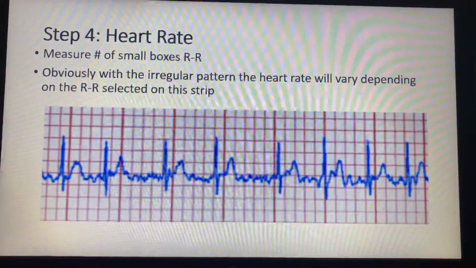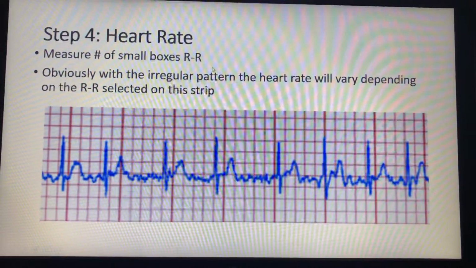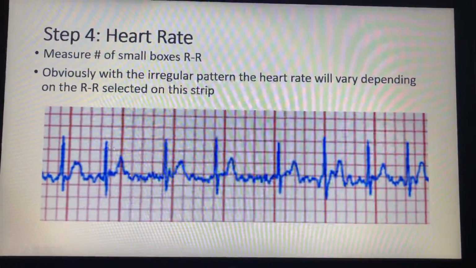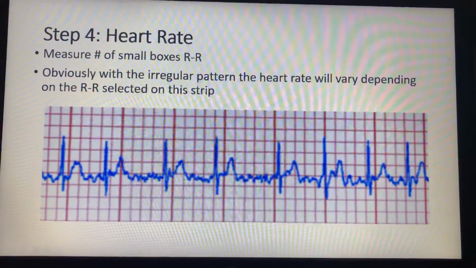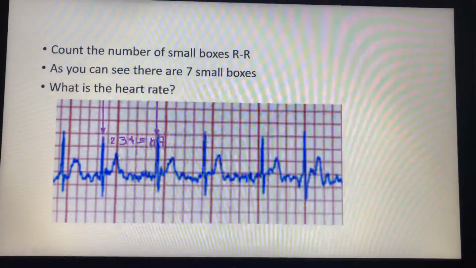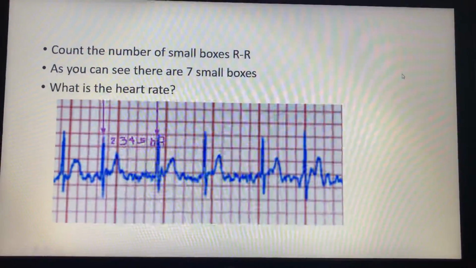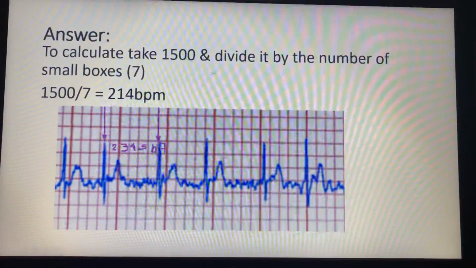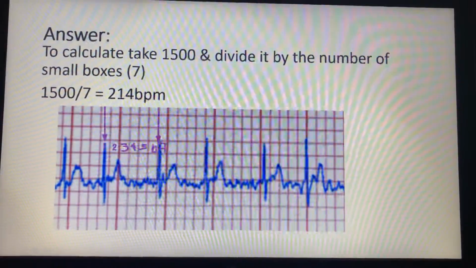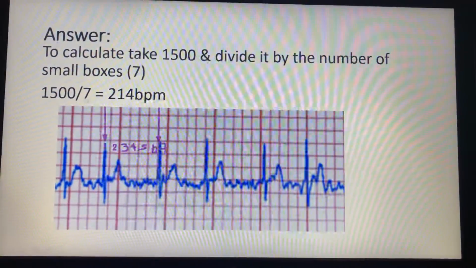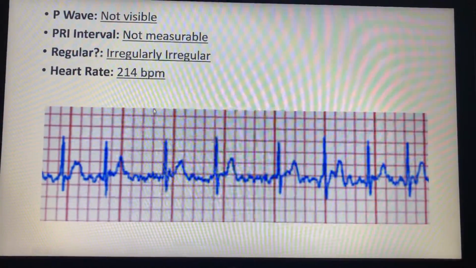Okay, to do heart rate, you're going to measure the number of small boxes R to R, right? So let's pick this one. Oh, yep, this is the one we're going to pick. Look, there's 7 small boxes in there. So what's the heart rate? How do we figure that out? That's right, we're going to take 1,500 and divide it by the number of small boxes, 7. Okay? 1,500 divided by 7 equals 214 beats per minute.